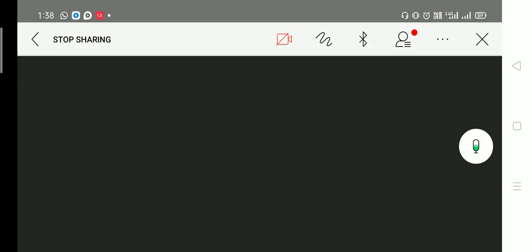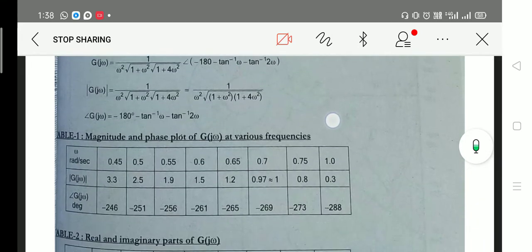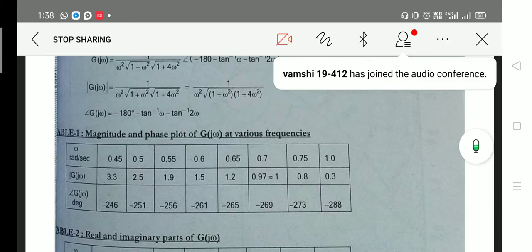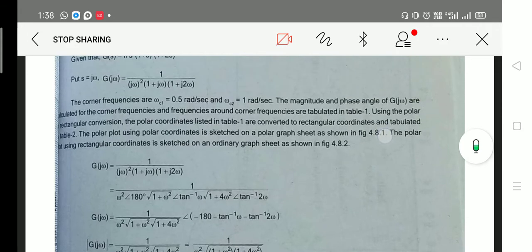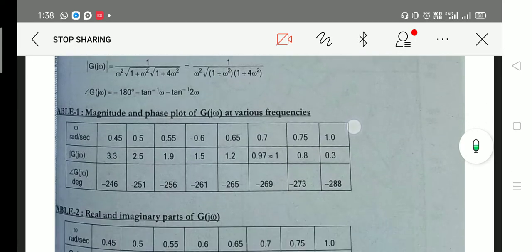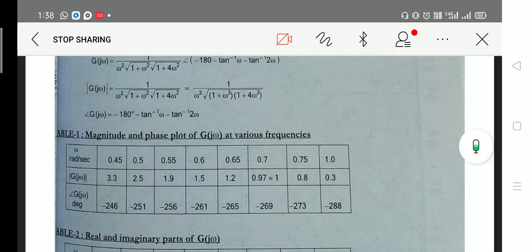I am taking a tabular column for this magnitude and phase with different frequencies. What are the corner frequencies? 0.5 to 1 radians per second. In between these values I am taking the frequencies; you can take any values between 0.5 and 1. I am taking 0.5, 0.55, 0.6, 0.65, up to 1. These frequencies will be substituted in the magnitude and phase.